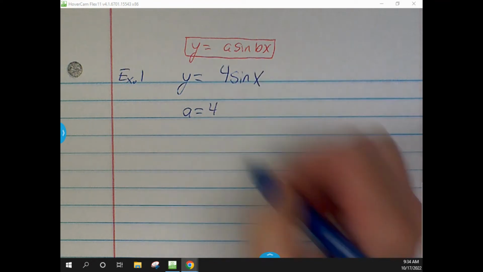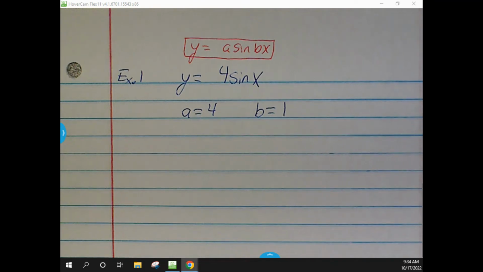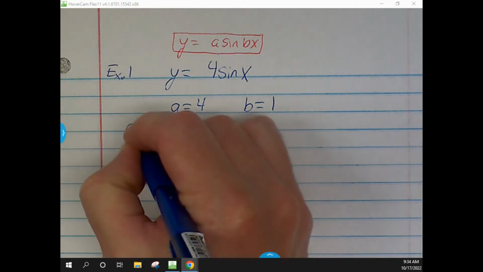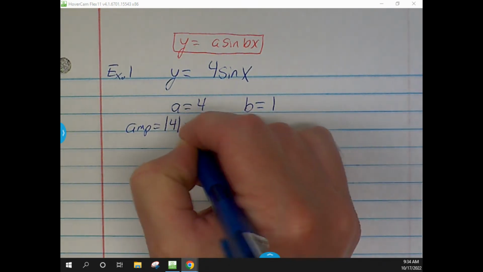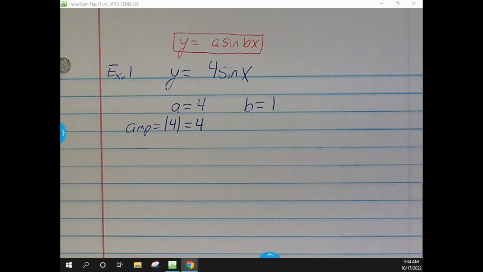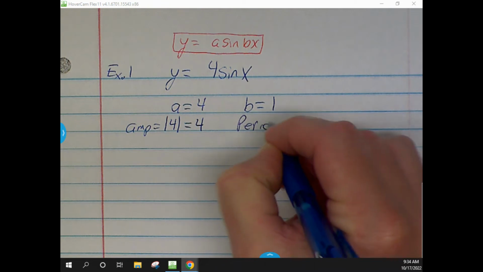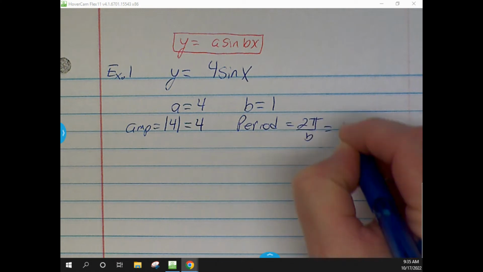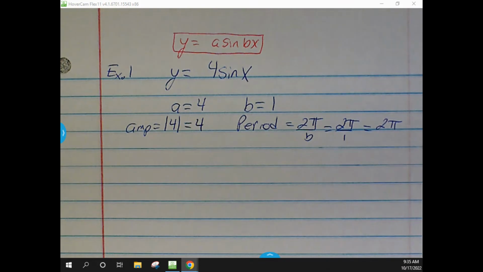So our a value is 4, our b value would be 1. Okay, and that's going to get us through so we can figure out what everything is going to be to find all the parts and pieces of it. So for amplitude, we're just going to put amp just for short. It's the absolute value of 4, which is 4. And again, the b value by itself doesn't really tell us, it does, but the main thing is we need that for the period. And the period is 2 pi over b, which is 2 pi over 1, which is just 2 pi.